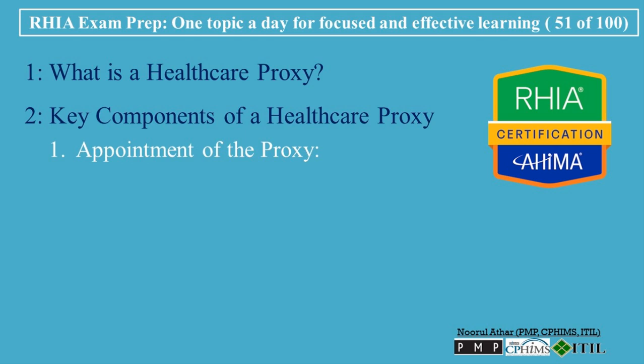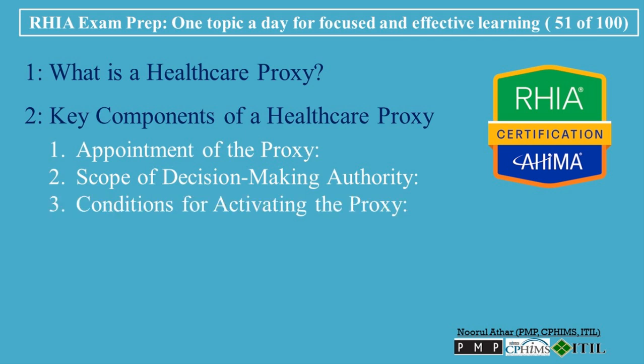The chosen proxy should be someone who understands the principal's values and is willing to take on the responsibility of making healthcare decisions. 2. Scope of decision-making authority. The healthcare proxy document specifies the extent of the proxy's authority to make decisions. This can include decisions related to medical treatments, surgeries, end-of-life care, and even organ donation. The document can grant broad authority or limit the types of decisions the proxy can make, depending on the principal's preferences.